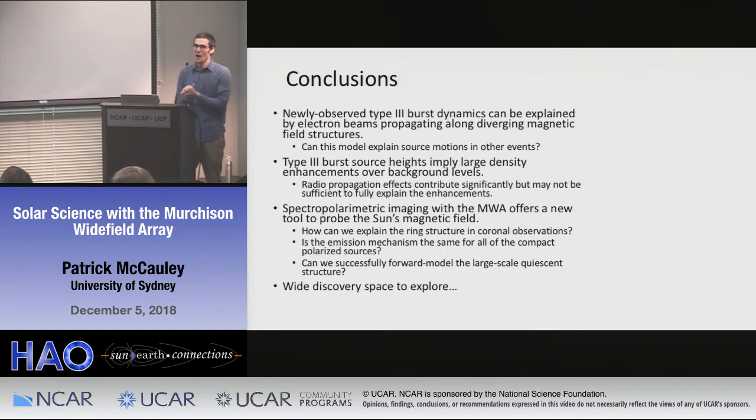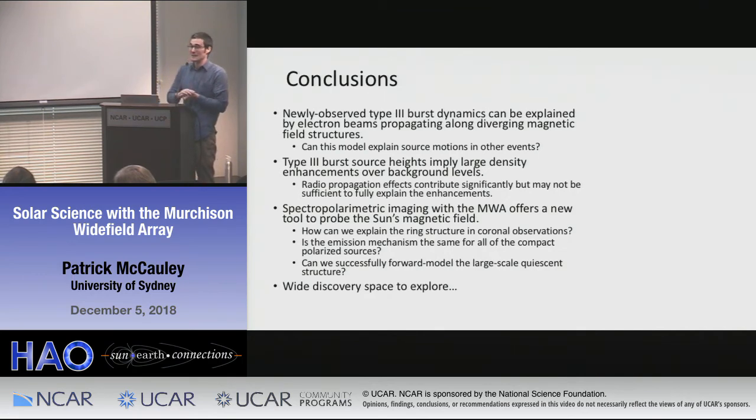That's really exciting, but there are a lot of unanswered questions that we have at this point. So how do we explain that ring structure that we're seeing in the coronal holes? Is the emission mechanism the same for all of those compact polarized sources? And can we successfully forward model the large-scale quiescent emission? As I said, at least at low frequencies, we think probably yes. Higher frequencies remains to be seen.